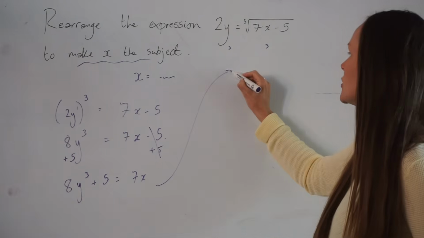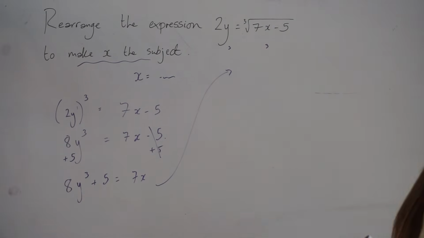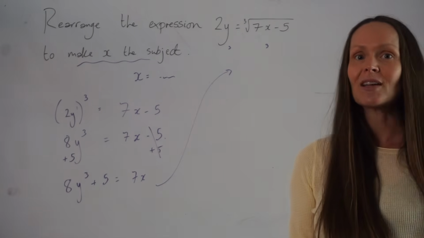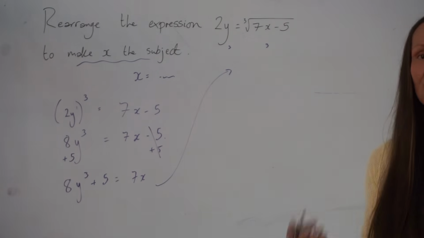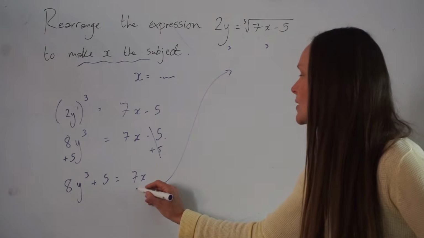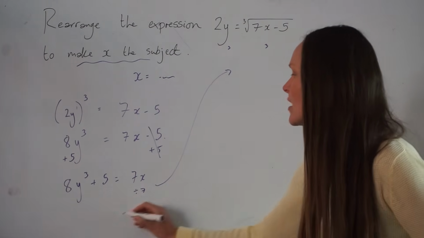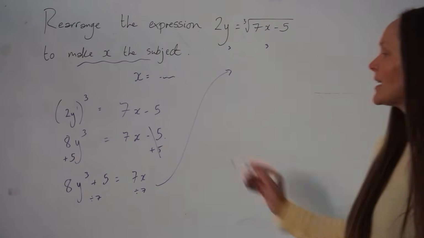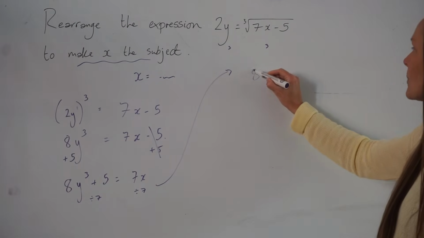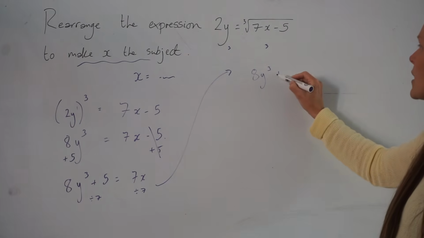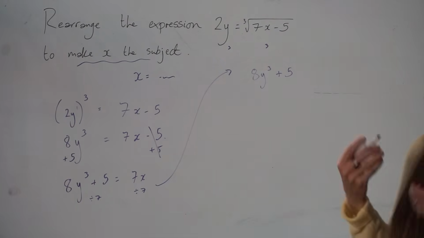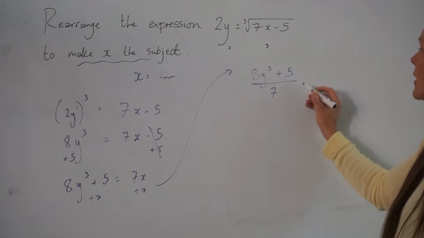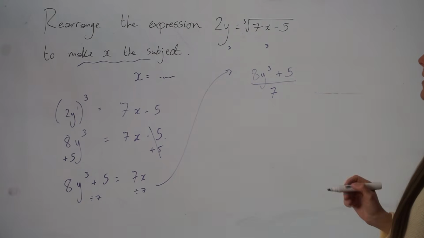Okay, so we've nearly finished. So for the final step, x is currently being multiplied by 7. The opposite of multiplying by 7 is to divide by 7. Okay, so we're dividing by 7 on the right-hand side, but also on the left-hand side. Okay, so if we take the left-hand side, so far we have 8y cubed plus 5. And if we're dividing all of it by 7, we can now write it as a fraction like this to show that all of these terms are being divided by 7.